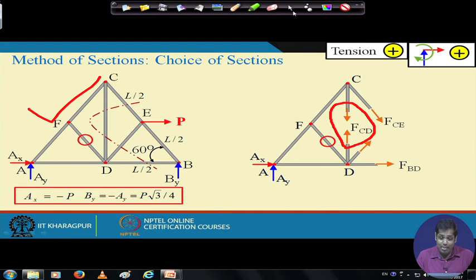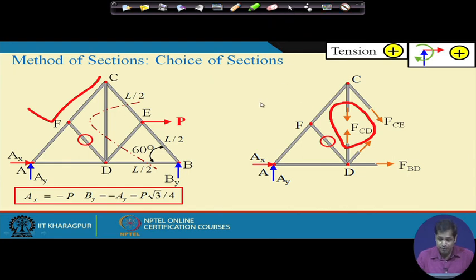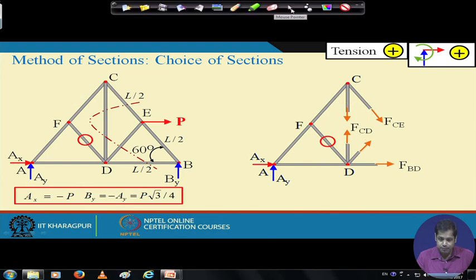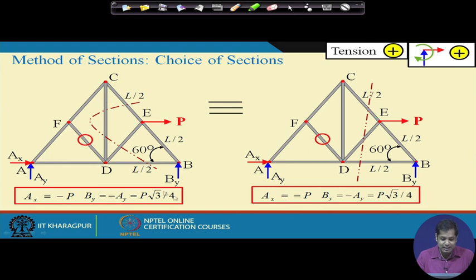But why is it so? Because this section cuts member CD two times. If you cut a member two times, it is the same as not cutting the member at all. So this section and this section are equivalent. The only difference between them is that this section additionally cuts member CD two times, which is as good as not cutting member CD at all. Otherwise, it also cuts CE, ED and DB. So these two sections are similar.